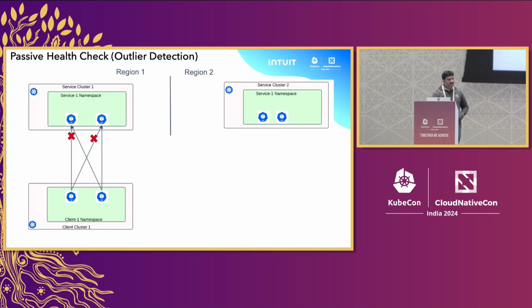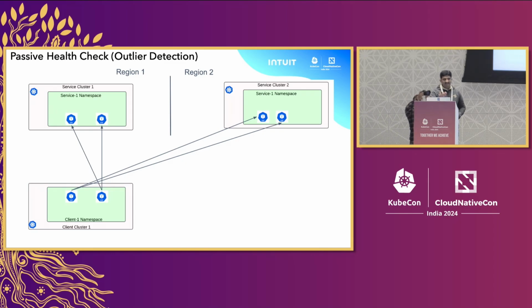So at this stage, what does it do? According to the config, the client moves to the other region, and the traffic moves to the service in region 2, right? But it is possible that not all pods in your client cluster would see the same effect. Some client pods would not have hit that particular threshold of 5xx error codes that you have configured, and they continue to send requests to that service.